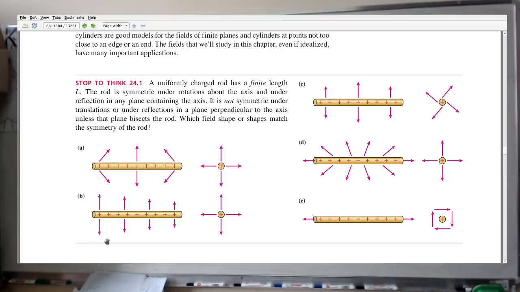So first of all, B is out because it doesn't obey reflectional symmetry for a plane that's just bisecting the rod. So if you have a plane that's passing through here, perpendicular to the plane of the page, then the left and right should be symmetric because the charge distribution is symmetric. If I exchange left with right, everything remains the same, but the electric field is going to change. So I can't do that. So B is out. B is not possible.